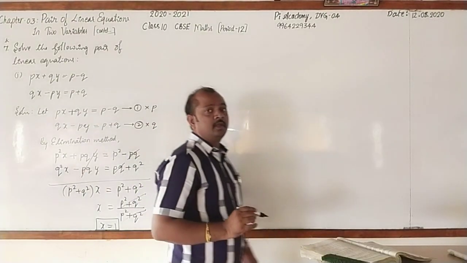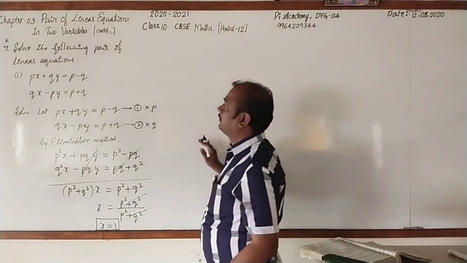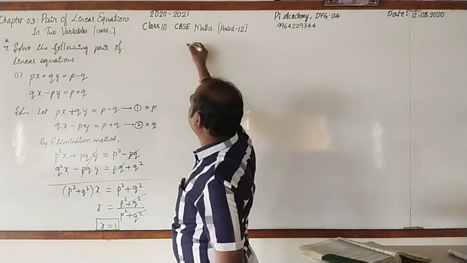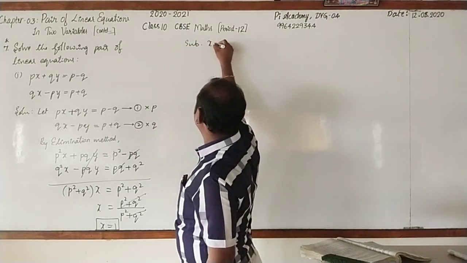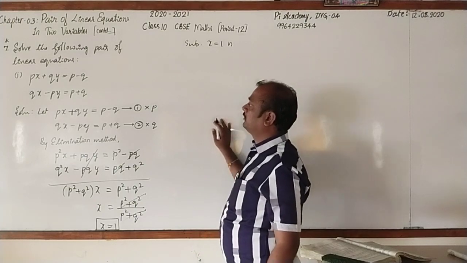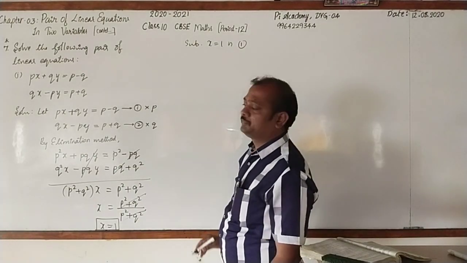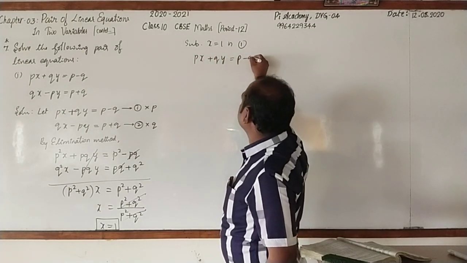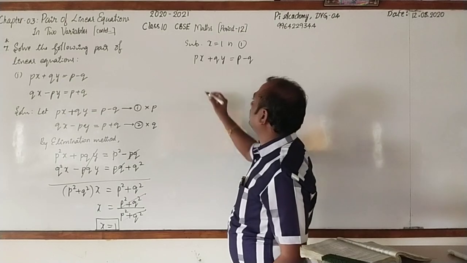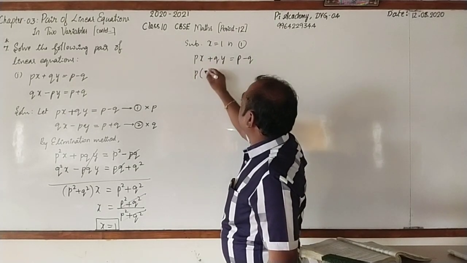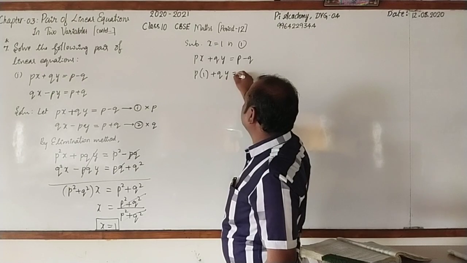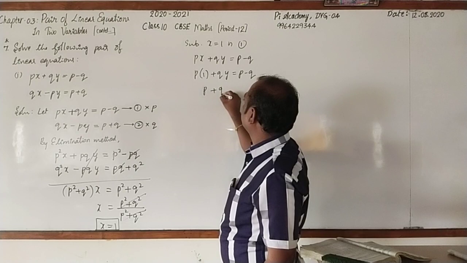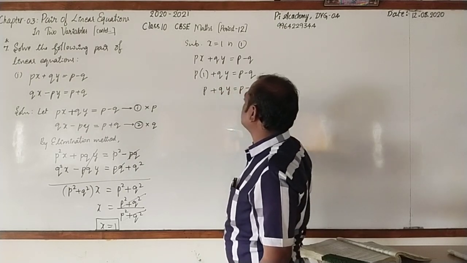Got it? Yeah. Now let us go for finding the value of y. So x value should be substituted in any one of these two equations. Right here. Substitute x equal to 1 in equation 1 only. Then px plus qy is equal to p minus q. This is first equation. Then p into, where x is 1, plus q into y, this is equal to p minus q. Now p plus q into y is equal to p minus q.